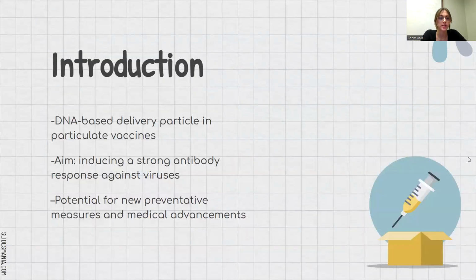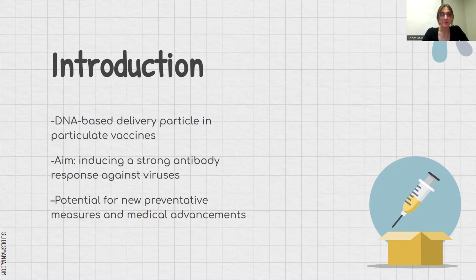So basically, using a DNA-based delivery particle in particulate vaccines to induce a strong antibody response against viruses is a technology that can create new ways to prevent the threat of new viruses and also allow for new developments in medicine for public health. And to understand this better, you need to know what a particulate vaccine is.